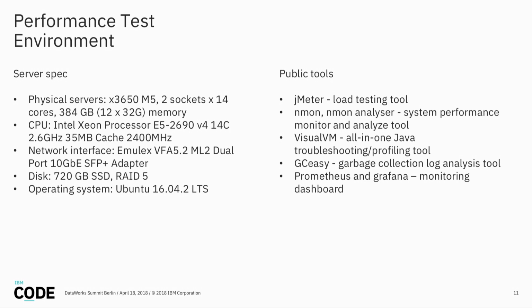We're running our tests on Ubuntu, and we use a number of public tools. These are sort of common tools you use for monitoring and also profiling Java applications. Right. For instance, JMeter, we use it to drive the REST requests. Nmon, we use it to gather the system performance numbers. VisualVM helps us to look into the Java insights, and GCeasy helps us to look at the garbage collection details, and we have Grafana as our dashboard.